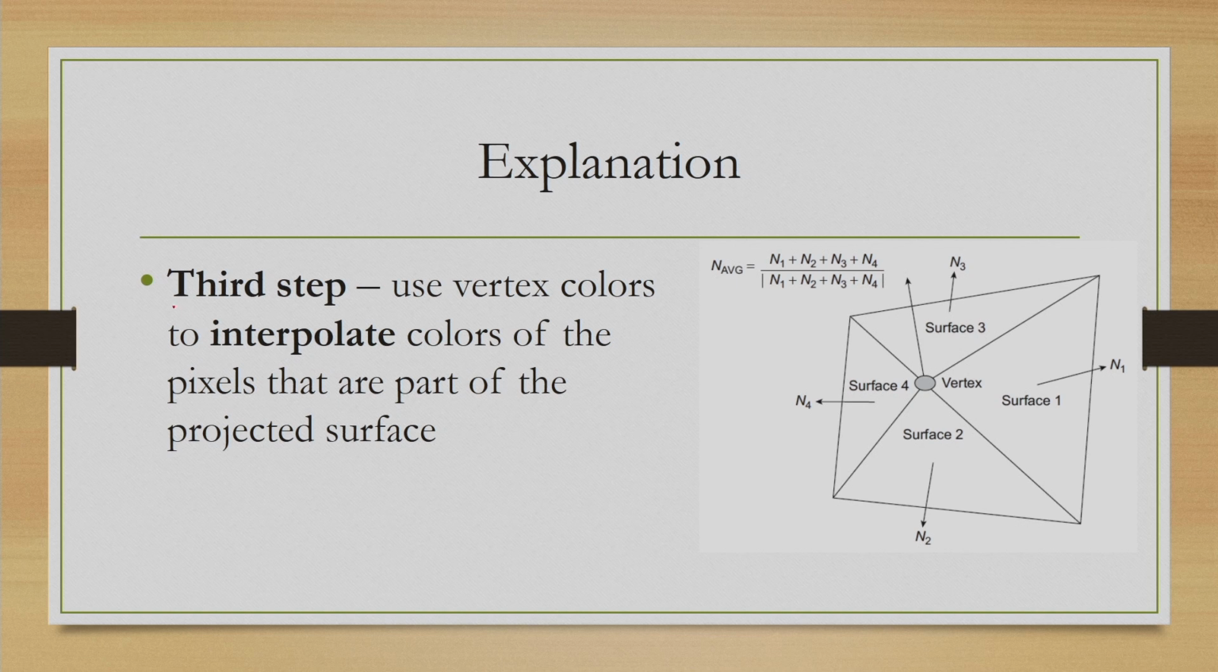In the third step, which is the final step, we use these vertex colors to linearly interpolate colors of the pixels that are part of the projected surface. So, we are assuming here that the surface is already projected on screen through the final stage of rendering, and we already know the pixels that are part of the surface. Since we have computed the vertex colors in the first two stages, we use these colors to linearly interpolate and assign colors to other pixels that are part of the surface.